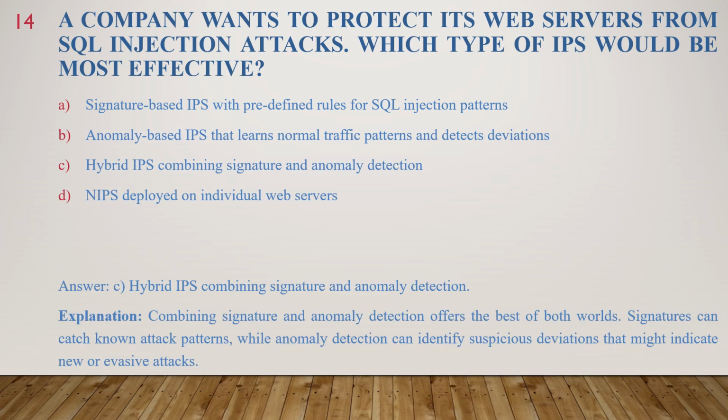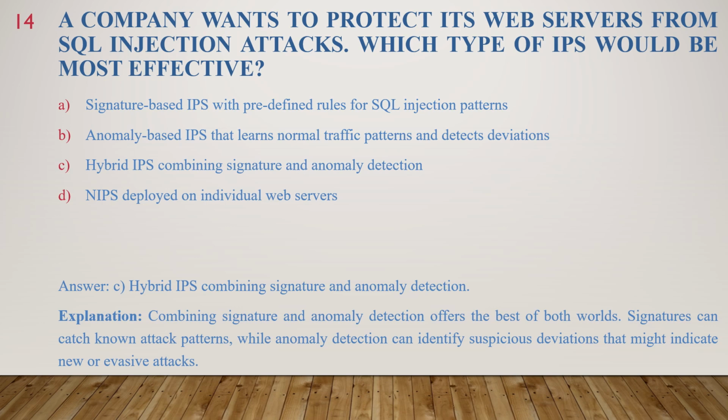The most effective type of IPS for protecting against SQL injection attacks is C. Hybrid IPS combining signature and anomaly detection. Here's why. Signature-based IPS. While having predefined rules for SQL injection patterns can be helpful, these attacks can be quite diverse and evolve over time. Signature-based IPS might miss new variations or attacks crafted to evade specific signatures.